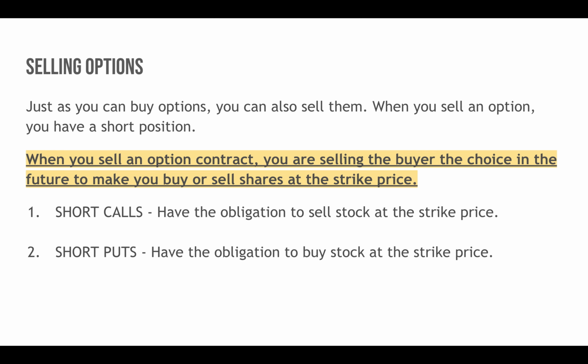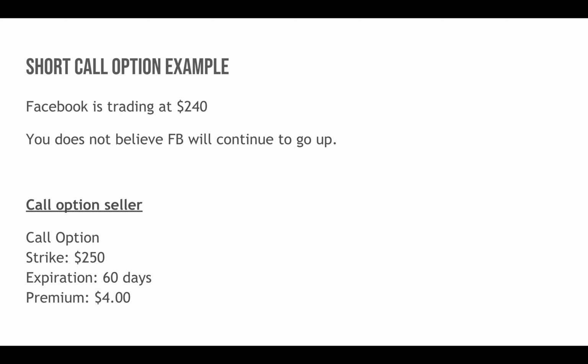When you sell a call, you have the obligation to sell the stock at the strike price. And when you short a put, you have the obligation to buy the stock at the strike price. You have the obligation because if the buyer chooses to exercise his right, then you, as the option seller, must fulfill that execution. So let's take a look at an example.